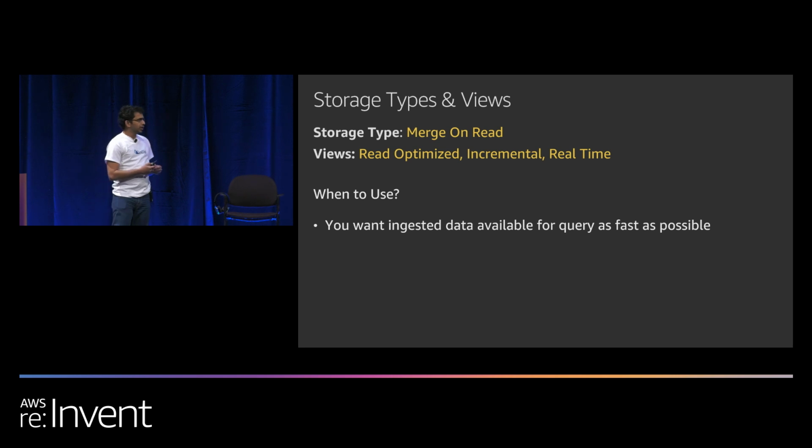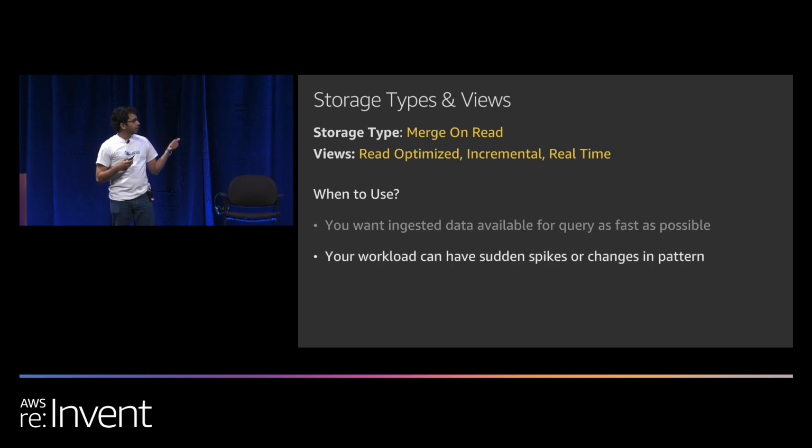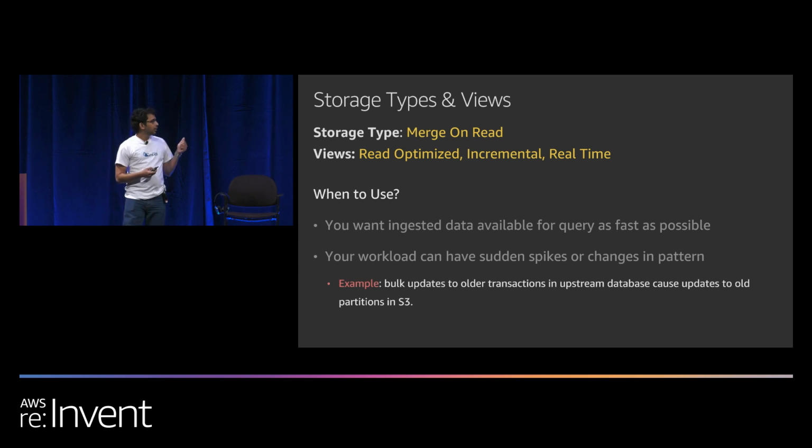And when to use this: since we're not recreating the file every time, this is much faster than copy on write. You simply log, and you can write data as fast as you can. And the main thing here is the workload can have sudden bursts. For example, when you're doing these deletes, they usually have a much different pattern from your normal ingest traffic. Suddenly you want to delete data going back a year or something like that.